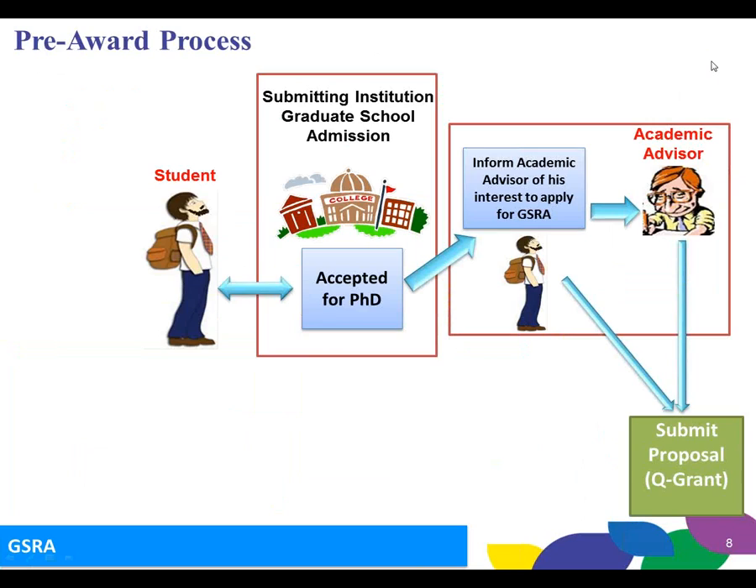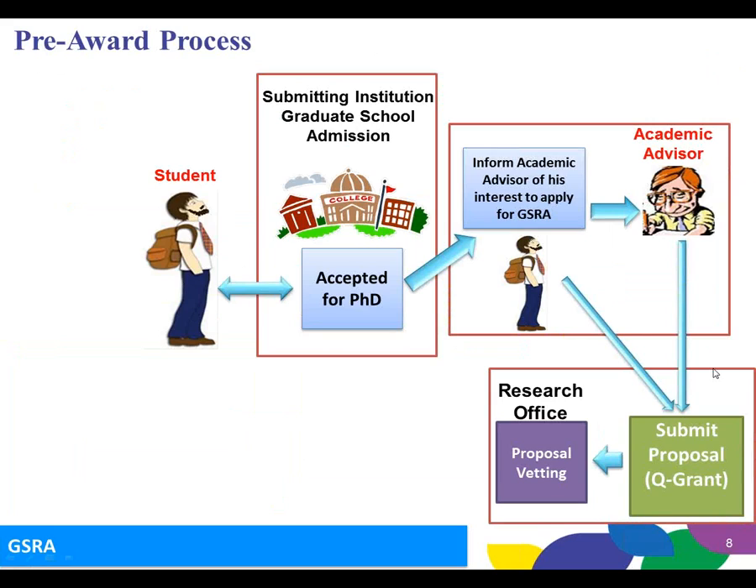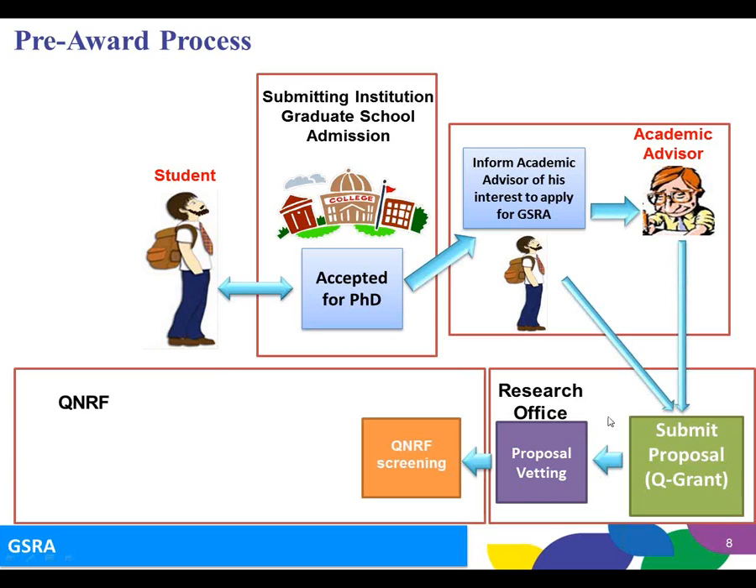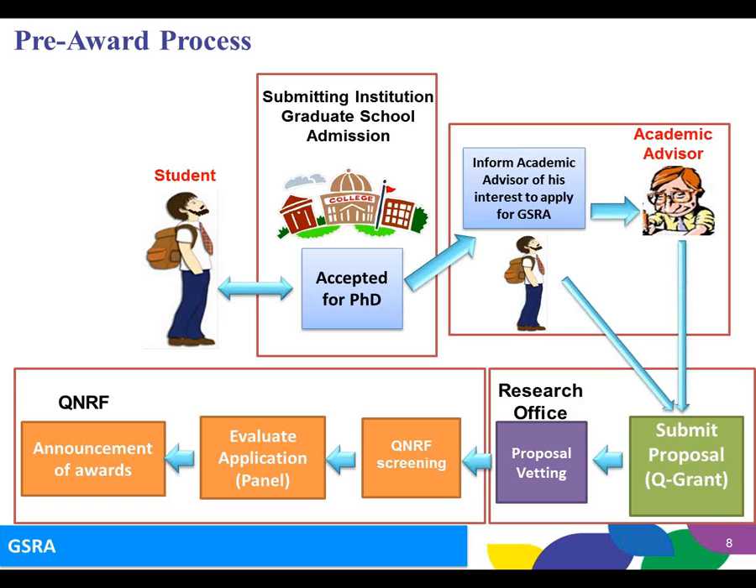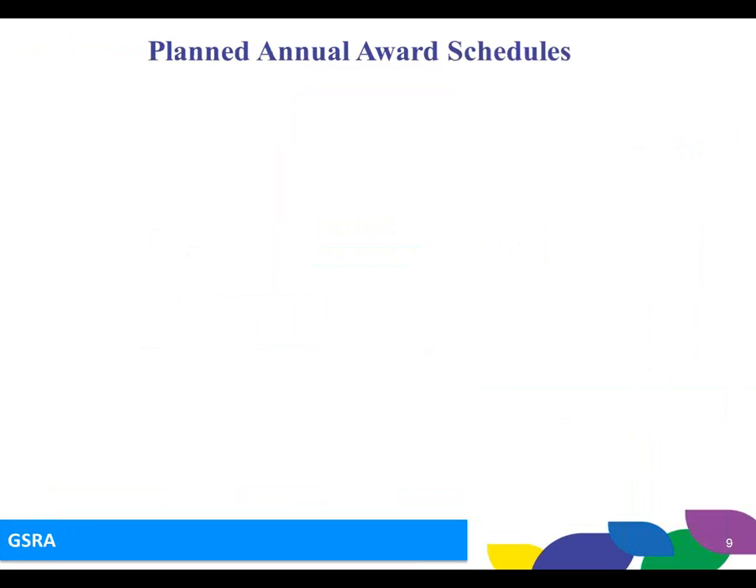Now going back to the previous flowchart and to continue the entire process of the pre-award. As I told you, after submission, it goes on to the research office for proposal vetting. After the vetting, QNRF takes over. We have an internal screening process initially, and once the screening is completed, all the proposals that have completed screening will now go on to the next step, which is the evaluation of the application. Now for GSRA, we will have a panel evaluation, and based on the panel recommendations, we will have the final announcement of awards. Now this is the entire pre-award process in a nutshell.